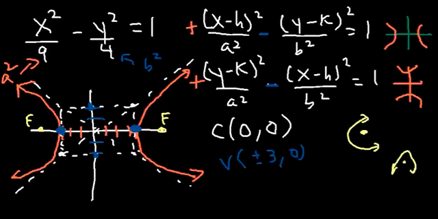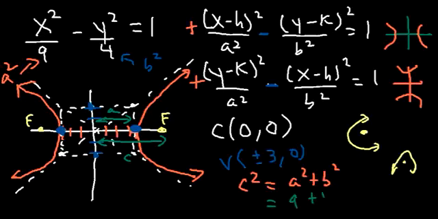Now to find it, it's a little different. Instead of c squared equals a squared minus b squared, which is for an ellipse, it's c squared equals a squared plus b squared. This time, as you can see, the value of c is larger than the value of a. So it's going to be 9 plus 4. That's 13, so c is the square root of 13. So the foci, therefore, is plus or minus radical 13, 0.